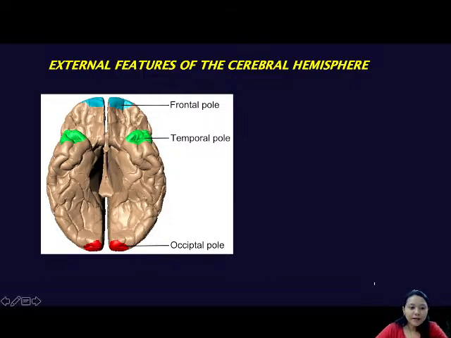Now in the brain you have the poles. In the front you have the frontal pole. On the temporal lobe you have the temporal pole. At the back you have the occipital pole. So these are the poles of the cerebral hemisphere, the brain.